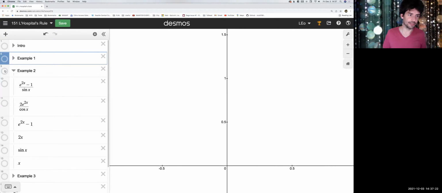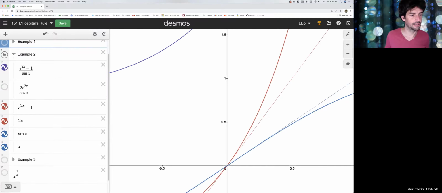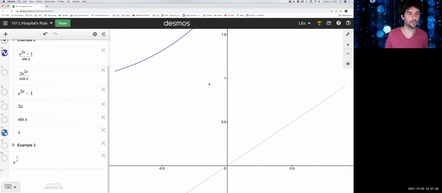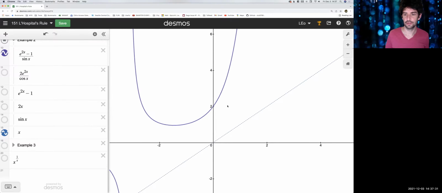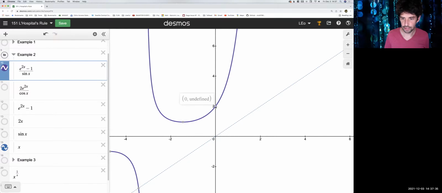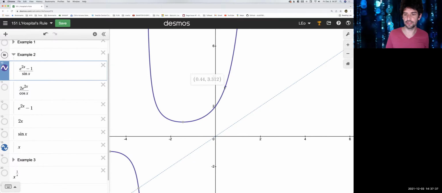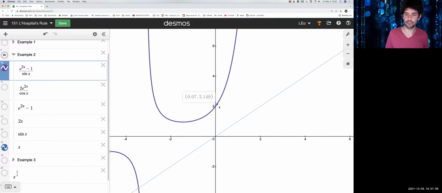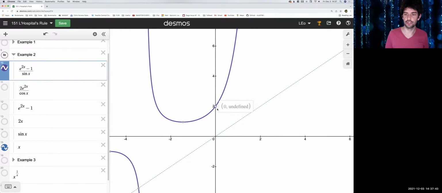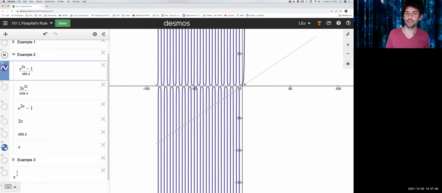Here is our e to the 2x over x, over cosine of x. And we're getting the same thing as it's undefined at 0, but we can see that the function's values are getting very close to 2 from either direction. Okay, it's a fun little function.